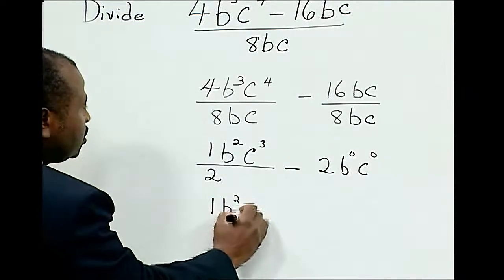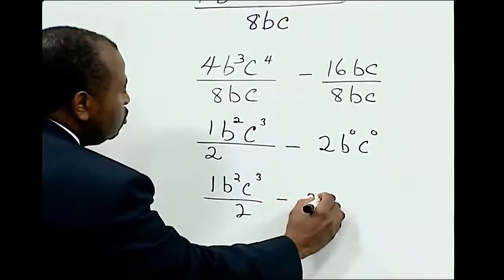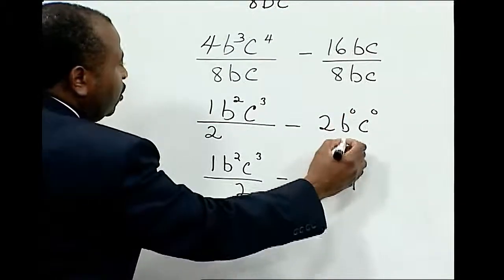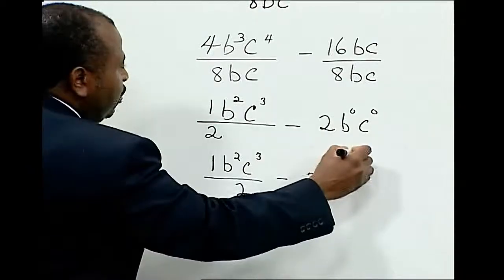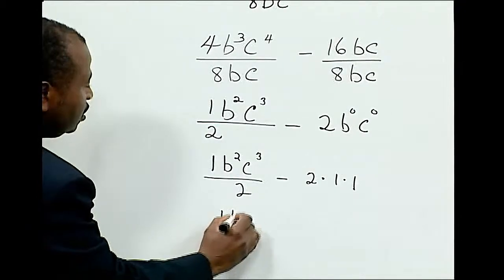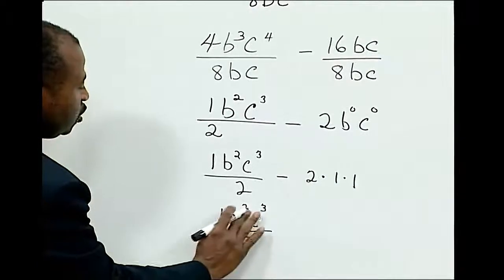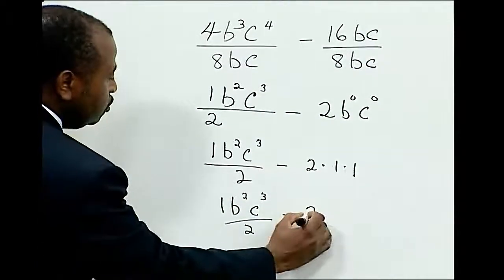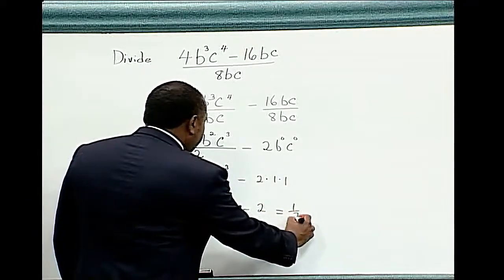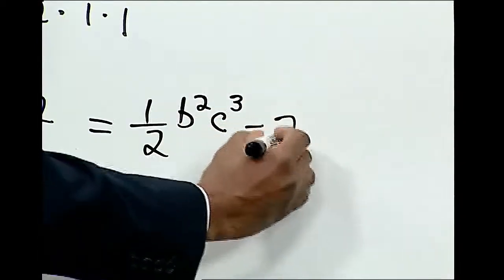1b to the second power, c to the third power, over 2 minus 2 times 1 times 1. Again, remember the rule. Any number or any variable, any expression raised to the 0 power is equal to 1. So 1b to the second power, c to the third power, over 2 minus 2. This answer can also be written as 1/2 b to the second power, c to the third power, minus 2.